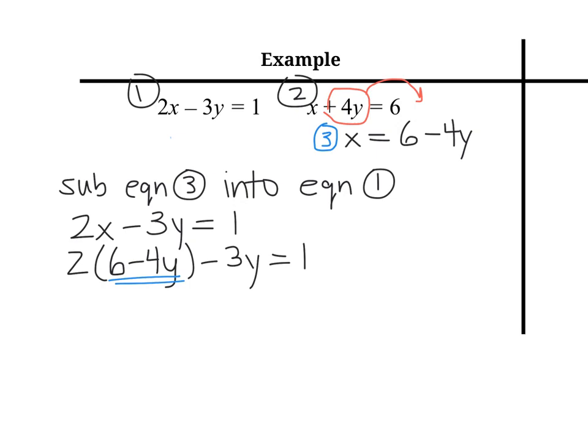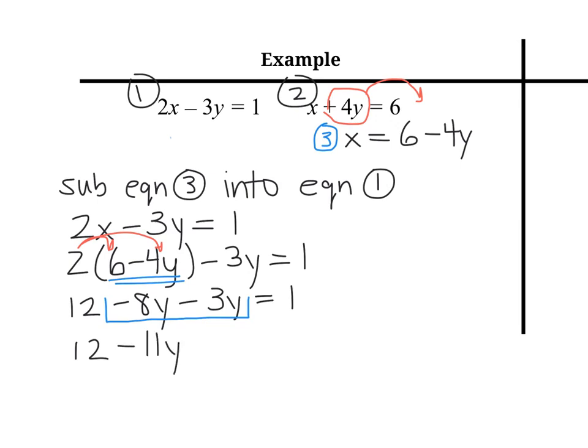So I'm going to start off by distributing 2 into the bracket. So that's going to be 2 times 6, which is 12, minus 2 times 4y, which is 8y, and then I'm going to recopy out the rest. So I see that I have some like terms that I can put together. So I see that I've got a negative 8y and a negative 3y. So I'm going to start with that. So I've got 12, and then negative 8y minus 3y is negative 11y, and that's all still equal to 1.